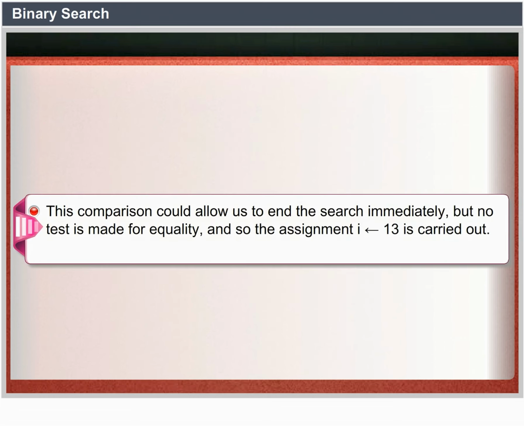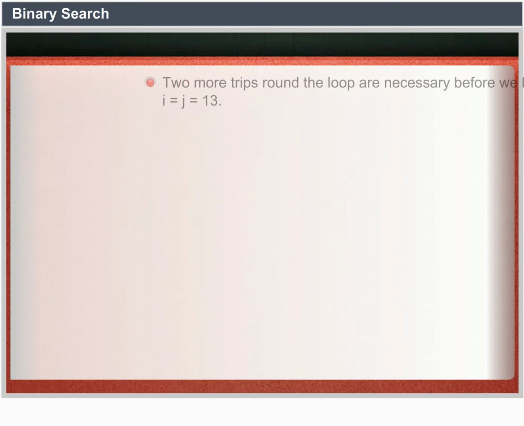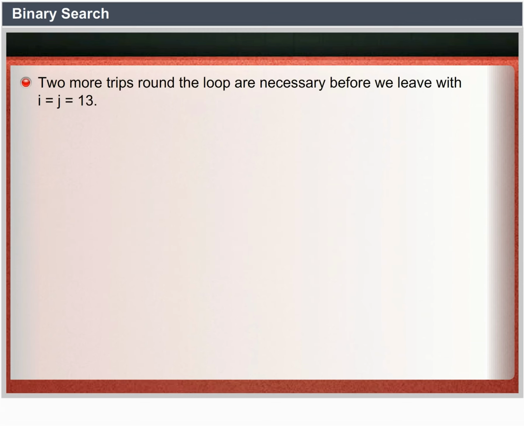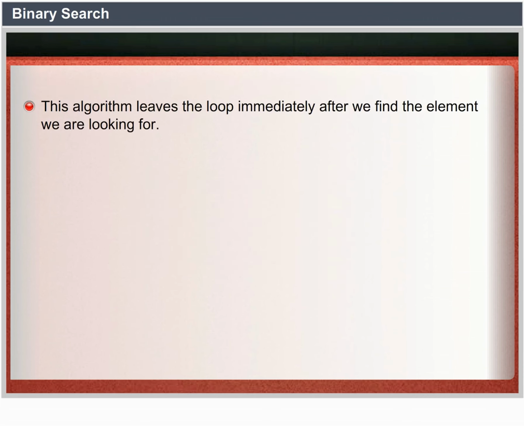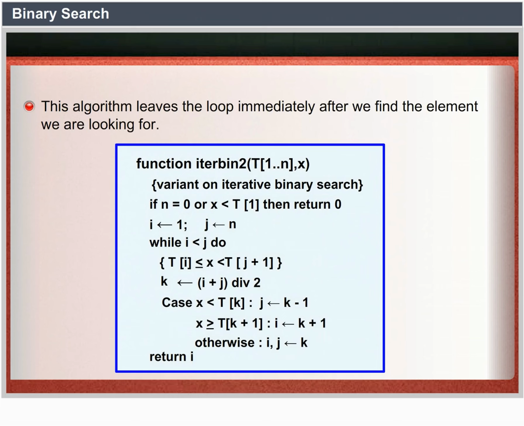This comparison would allow us to end the search immediately, but no test is made for equality, and so the assignment i gets 13 is carried out. Two more trips round the loop are necessary before we leave with i equals j equals 13. This algorithm leaves the loop immediately after we find the element we are looking for.